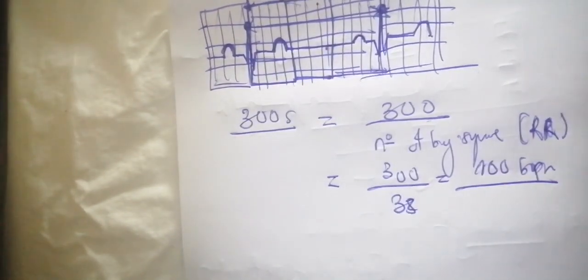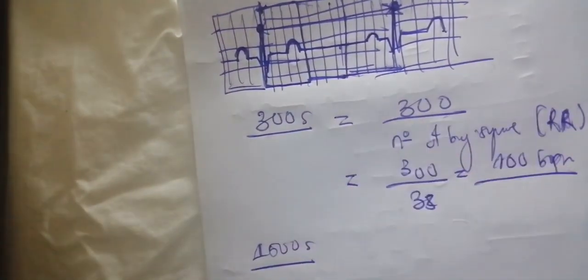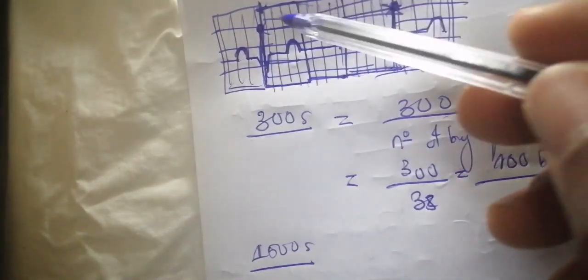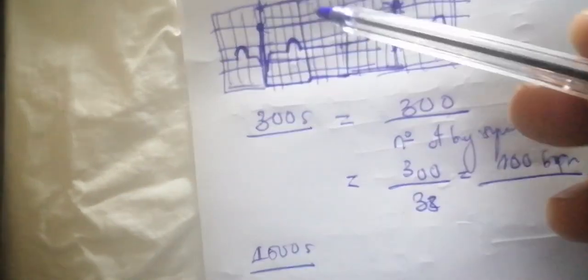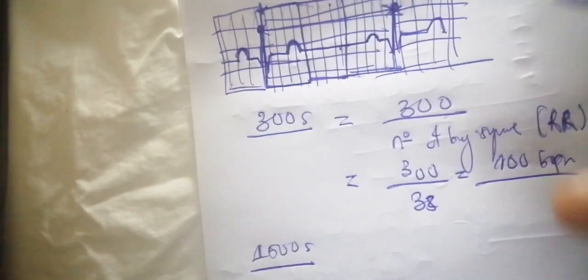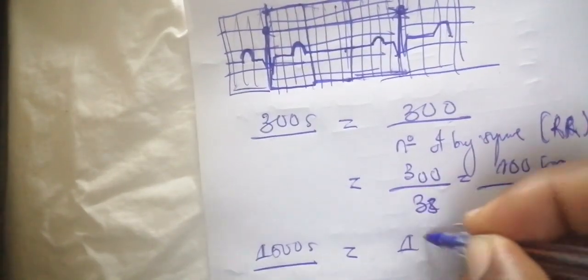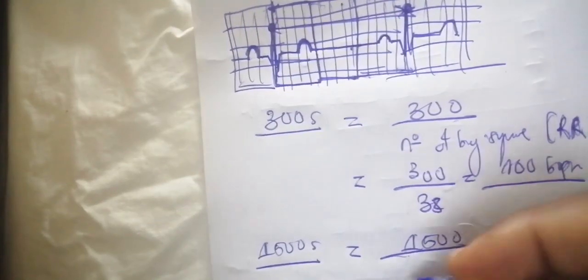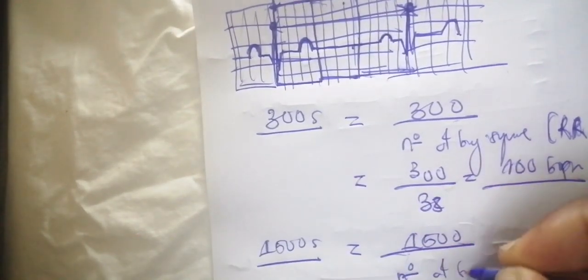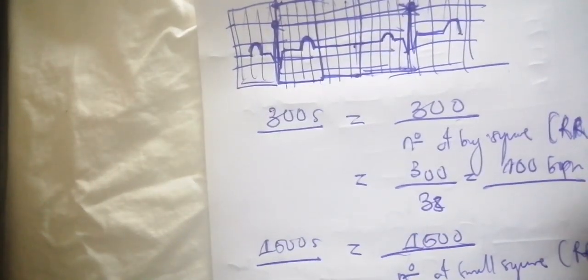Are you understanding? Now the next thing is the rule of 1500. The rule of 1500 is much more precise, provided that you don't have exactly 3 big squares, but you can have 3.5, or 3 1/4 big squares and all that. You now use the rule of 1500. So the rule of 1500 is 1500 divided by the number of small squares between two RR intervals.